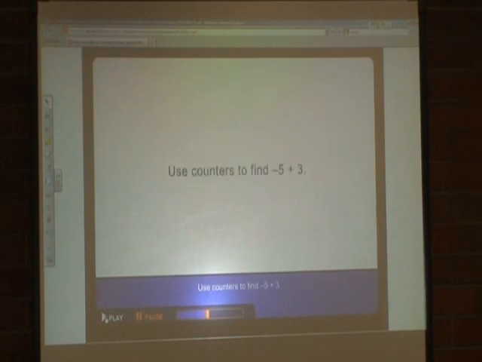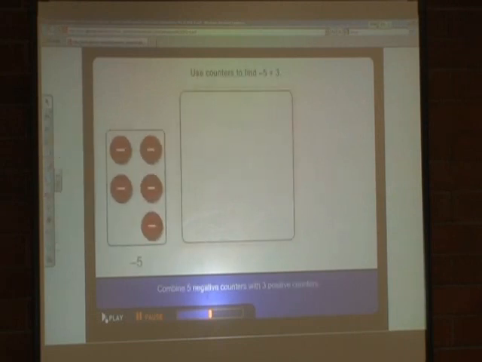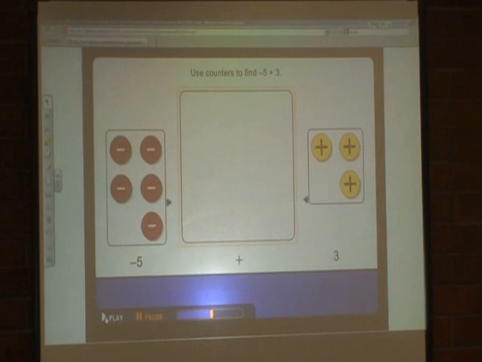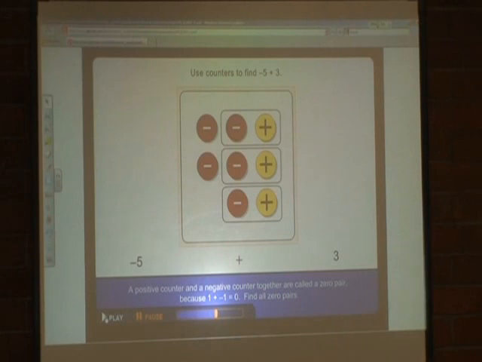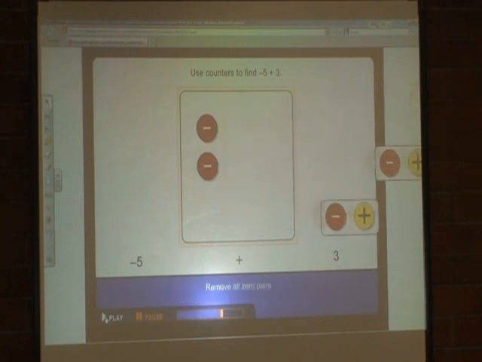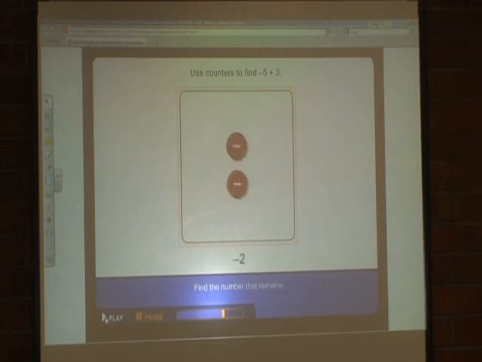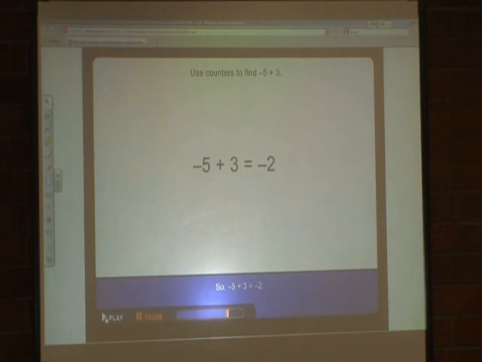Use counters to find negative 5 plus 3. Combine 5 negative counters with 3 positive counters. A positive counter and a negative counter together are called a zero pair, because 1 plus negative 1 is 0. Find all zero pairs. Remove all zero pairs. Find the number that remains. So negative 5 plus 3 equals negative 2.